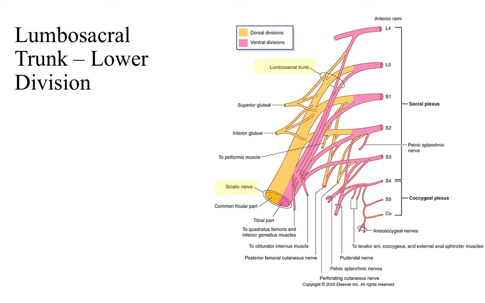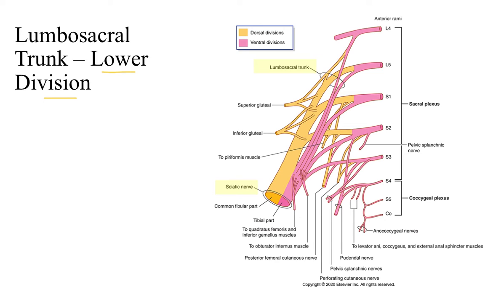All right, the lumbosacral trunk is also known as the lower division. So we talked about the upper division, which was the lumbar plexus. Now we have the lumbosacral trunk, which we showed in the pelvic floor lecture. But now we're going to go through what is actually in the lumbosacral trunk and what it innervates.